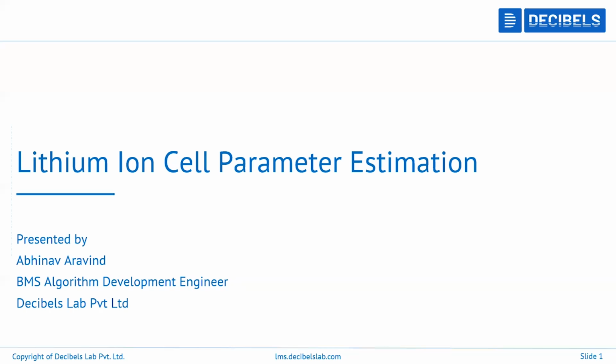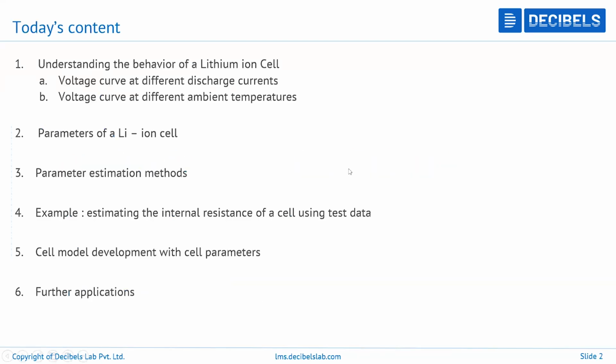In today's webinar, our focus will be to understand how we can derive some lithium-ion cell parameters utilizing some tested data that we can obtain. Just a brief overview of what content we're covering today. First, we will start with a very brief idea on how a particular lithium-ion cell can behave in a few different scenarios, where we're considering different discharge currents or different discharge loads and different ambient temperatures. We'll have a quick look at how exactly they behave in all these conditions.